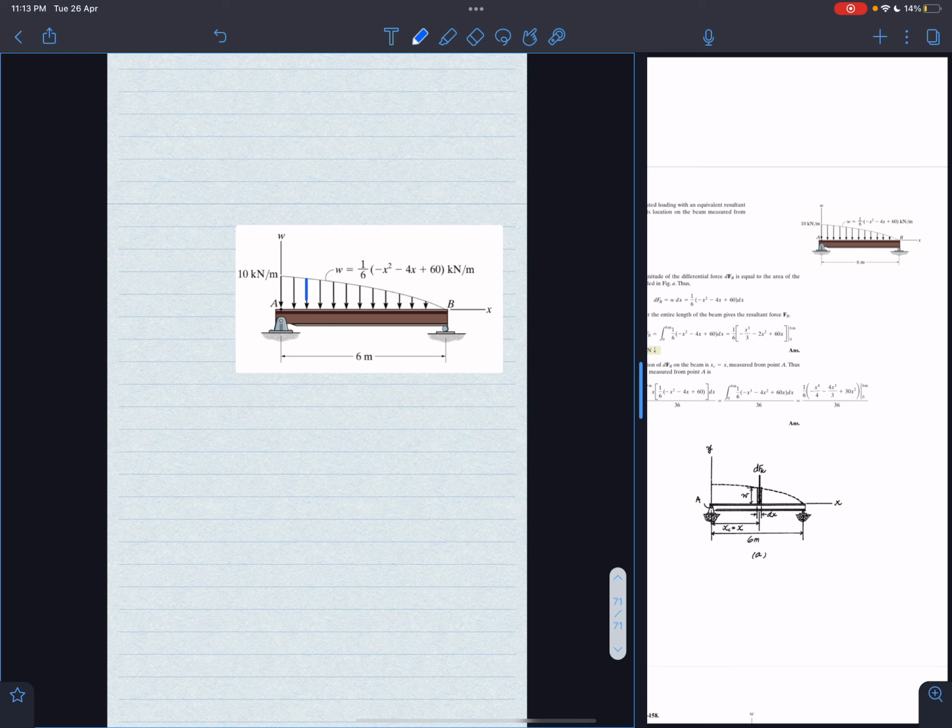We're going to have a delta area again. The width is delta x and the height is w. So delta area is going to be height w times delta x. So essentially it's going to be 1 over 6. Now I'm thinking about, should I open the brackets or not? Let's see how it goes. 1 over 6 times negative x squared negative 4x plus 60, times delta x.